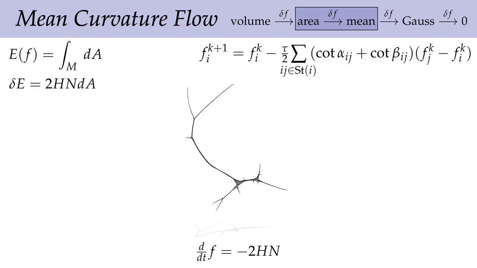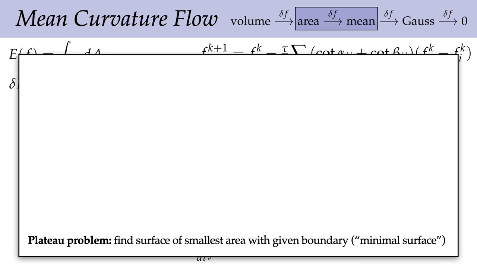It really shrunk the area a lot. We end up going down to basically zero area. And people do use this kind of thing, or variations of this technique, to generate, for instance, skeletons of three-dimensional models, to get kind of shape skeletons. Another thing that mean curvature flow is very useful for is solving Plateau's problem. Plateau's problem is: find a surface of smallest area with given boundary, or what's called a minimal surface.